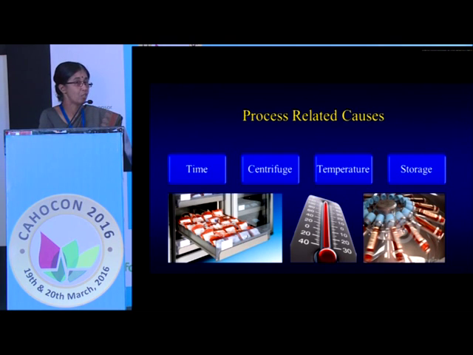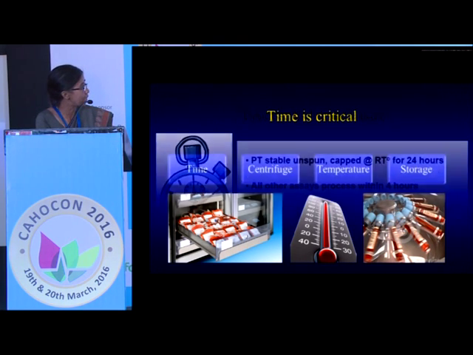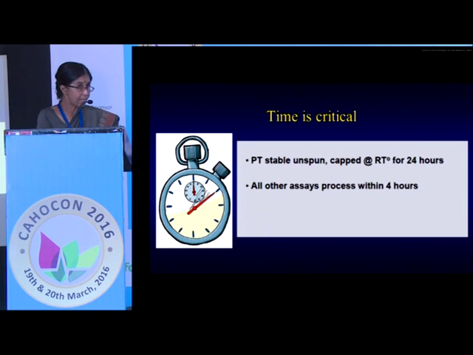Process related causes for pre-analytical errors are several. Here again, centrifugation, the timing, temperature and storage before testing, all this can seriously affect the test result. Time, I said, is critical when we talk especially about coagulation tests. Certain assays, the sample can be kept even for 24 hours in the room temperature, but not in a frozen or in refrigerated condition. For example, the prothrombin time.